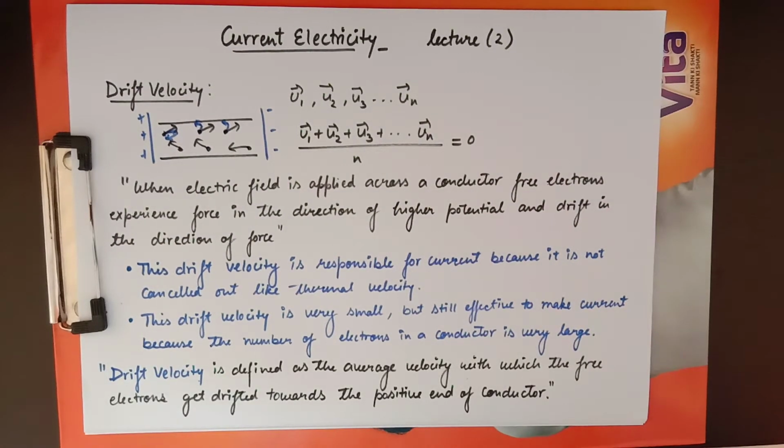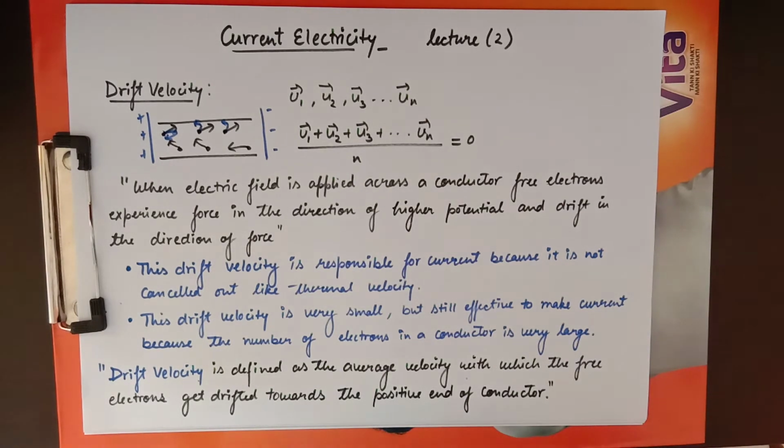So finally, drift velocity can be defined as the average velocity with which the free electrons in a conductor get drifted towards the positive end of the conductor. You saw there was a thermal velocity when there was no external electric field applied, because there are free electrons inside the conductor, they move here and there at room temperature, and the total thermal velocity comes out to be 0.